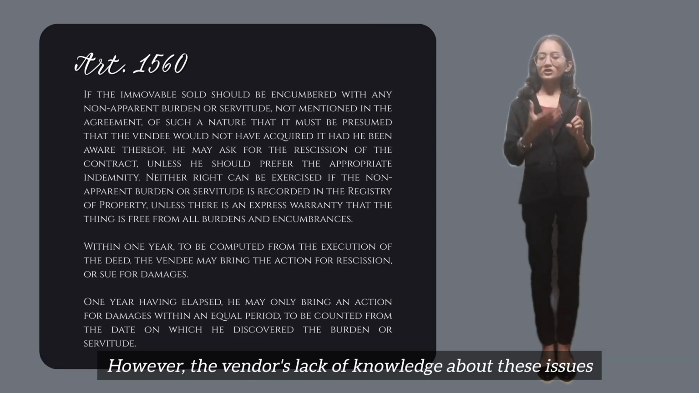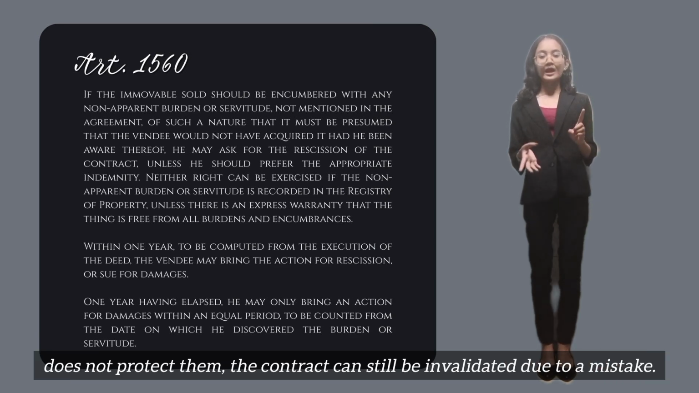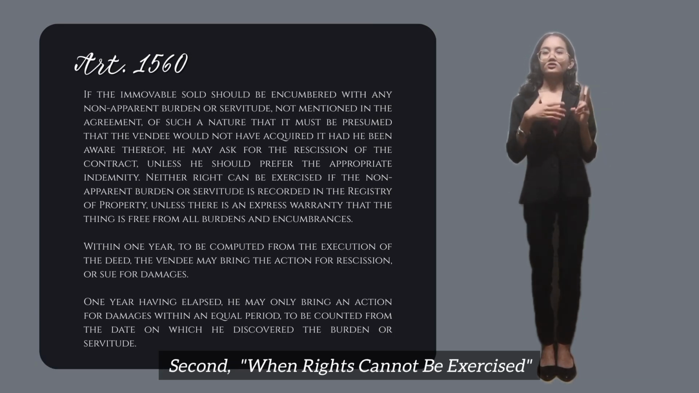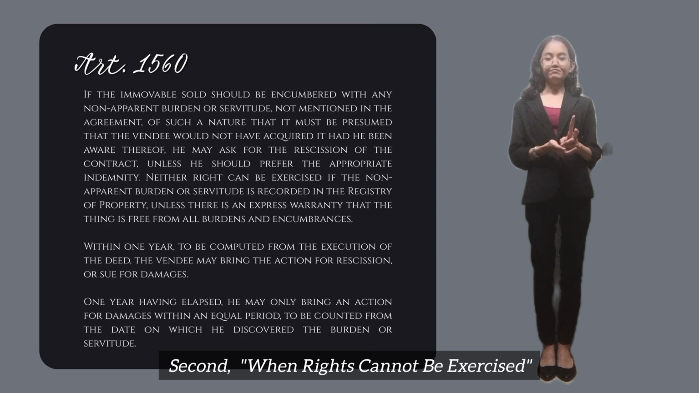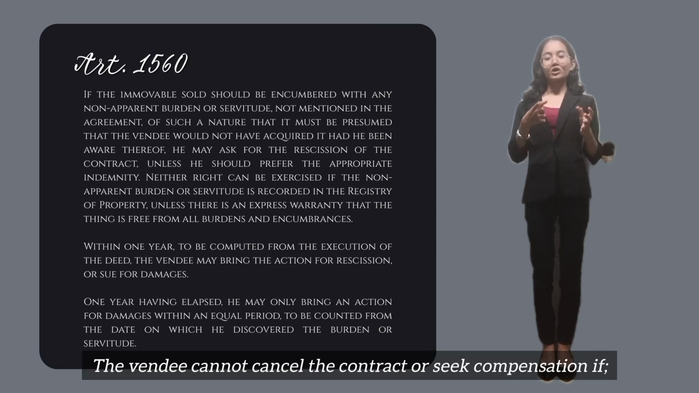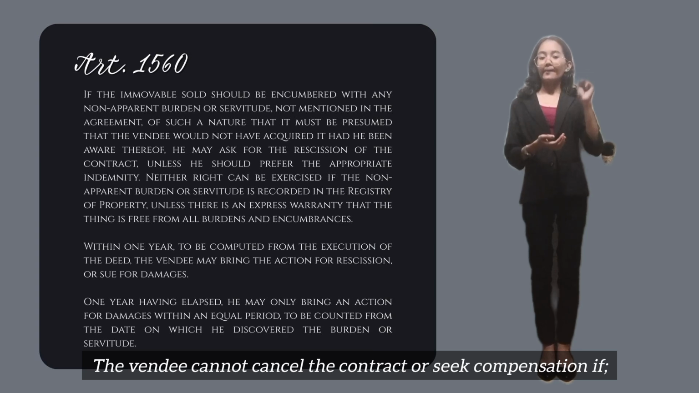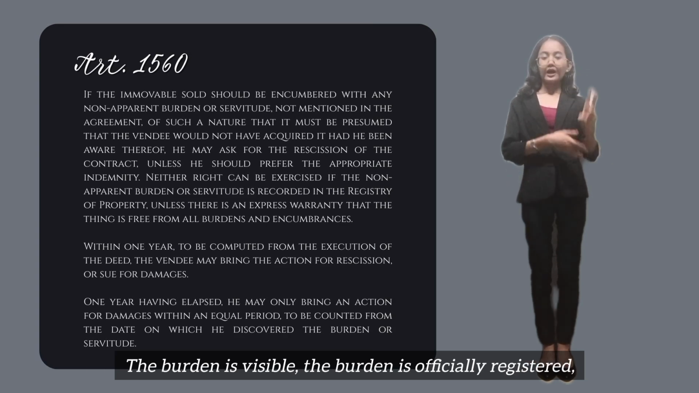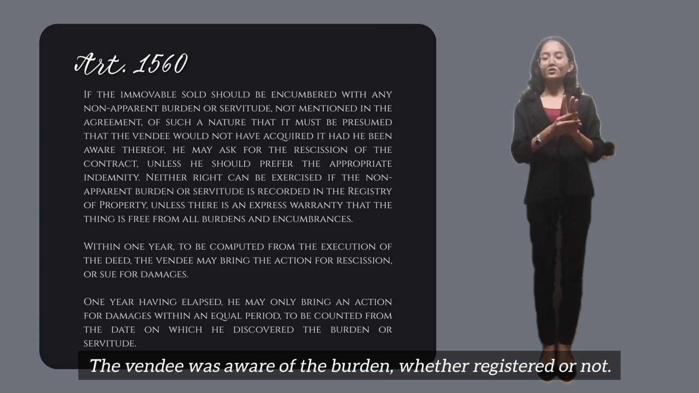However, the vendor's lack of knowledge about these issues does not protect them. The contract can still be invalidated due to a mistake. Second, when a right cannot be exercised. So the vendee cannot cancel the contract or seek compensation if the burden is visible, the burden is officially registered, or the vendee was aware of the burden, whether registered or not.